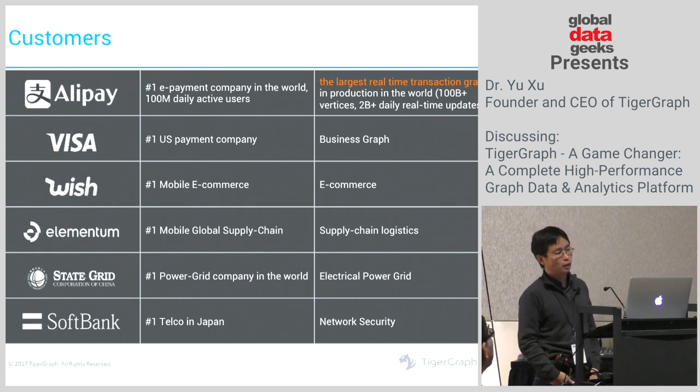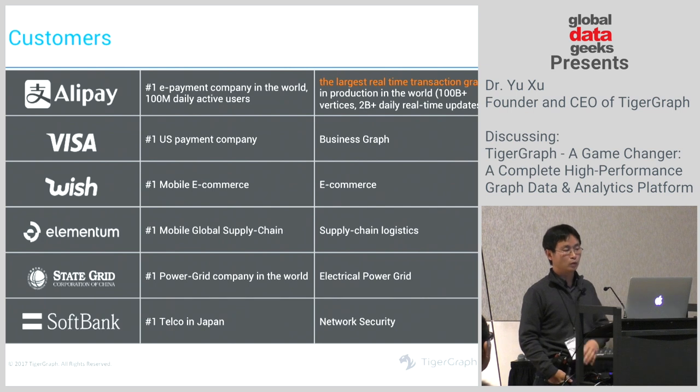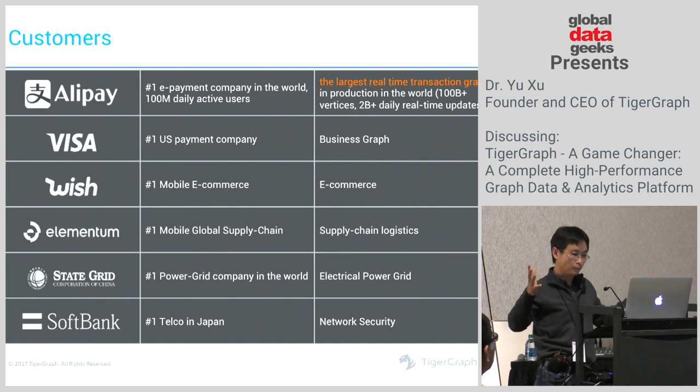State Grid is the largest power grid energy company in the whole world. Actually, they're number two in terms of total revenue across all verticals in the whole world. We work with their department, also in San Jose in the Bay Area. We power multiple applications. One of them is power grid flow management.